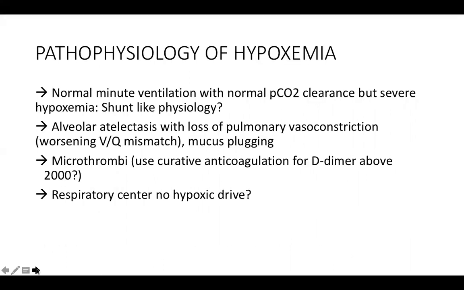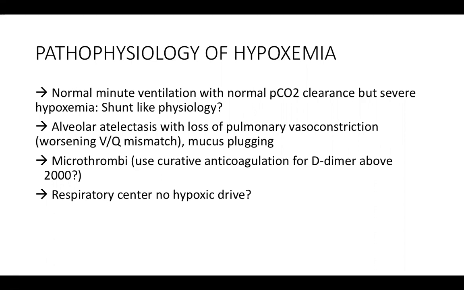So the pathophysiology is to try to explain this hypoxemia. We're not sure yet, but there are a lot of hypotheses. The first one is that because this patient is so hypoxic with a normal PCO2 and a normal minute ventilation, no increased work of breathing, and no response to oxygen, we think that they have a shunt-like physiology. Also, we can see a discrepancy between the CAT scan, which shows some ground glass but not terrible, and a very profound hypoxemia.